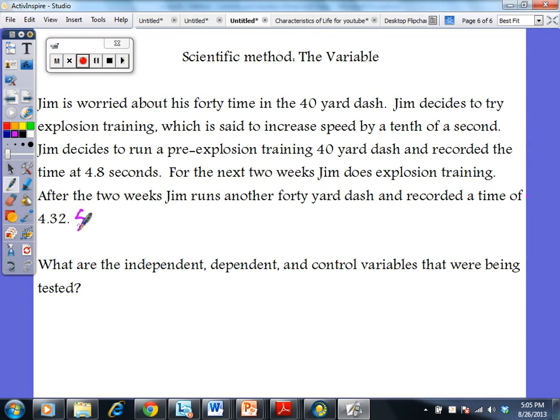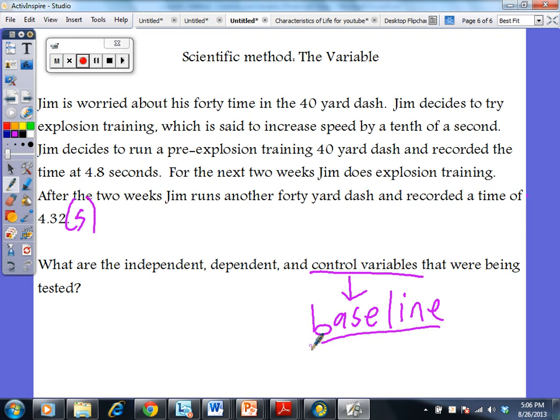Let me put an S over here. What are the independent, dependent, and control variables that were being tested? Now let's go back. Let's start with control. Control is another way of saying baseline. What are we using to compare it against? He ran a drill before he even did the explosion training. That pre-explosion training 40-yard dash time is the baseline. So that's our control group.